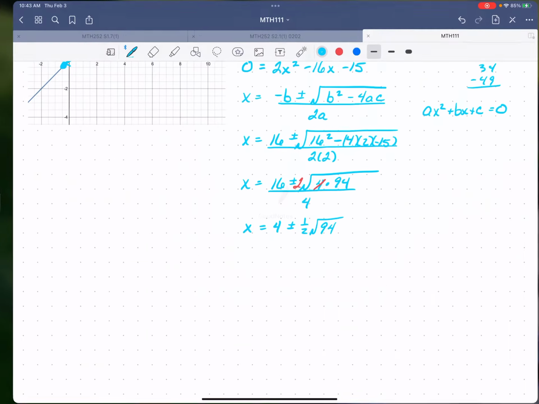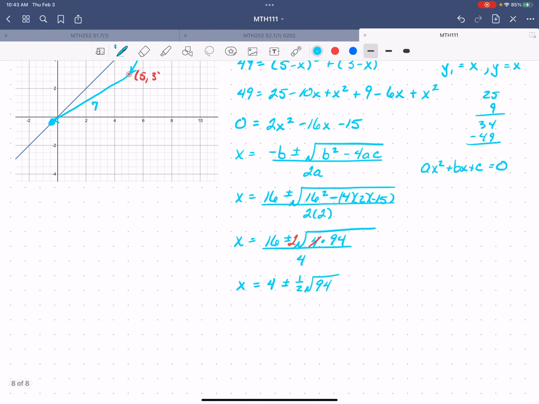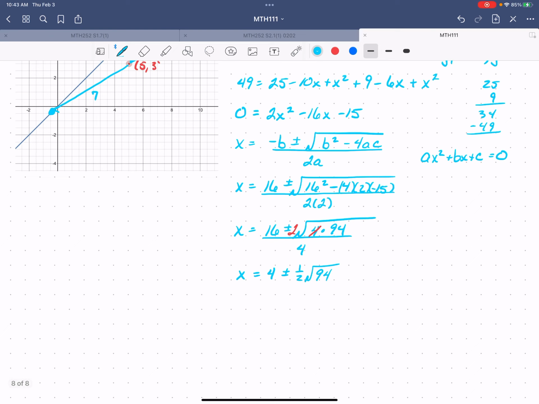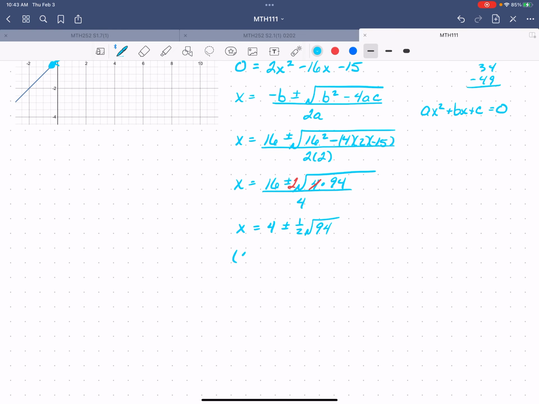And those are the x-coordinates of those 2 points. So my answers here, the coordinates of those 2 points I'm looking for, would be (4 plus 1/2 square root of 94, and remember that y is equal to x.) So that point will have the same x and y coordinate. That's one point, that's the positive x point, the upper one on my graph, and then the other one would be (4 minus 1/2 the square root of 94, 4 minus 1/2 the square root of 94).